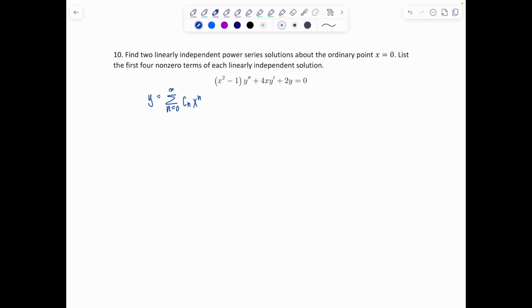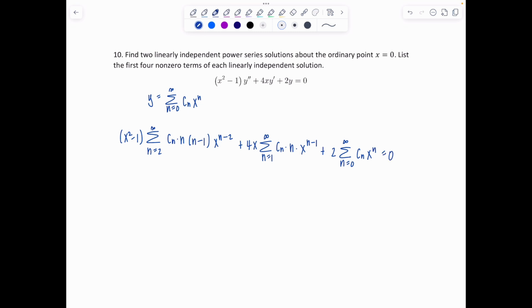So we already have y prime and y double prime from before. I'm just going to sub in everything. (x squared minus 1) times the sum n equals 2 to infinity c sub n times n times (n minus 1) x to the n minus 2, plus 4x times the sum n equals 1 to infinity c sub n times n x to the n minus 1, plus 2 times the sum n equals 0 to infinity c sub n x to the n, is 0.